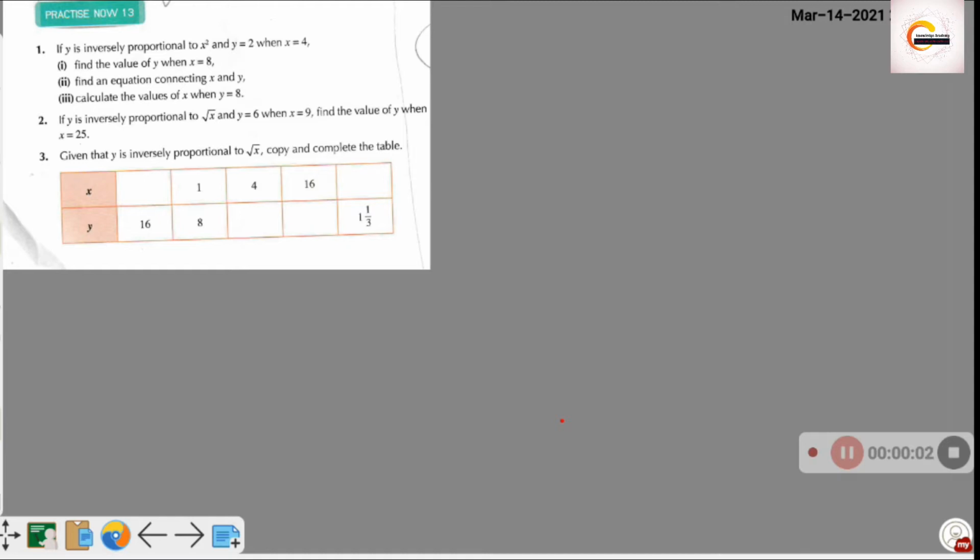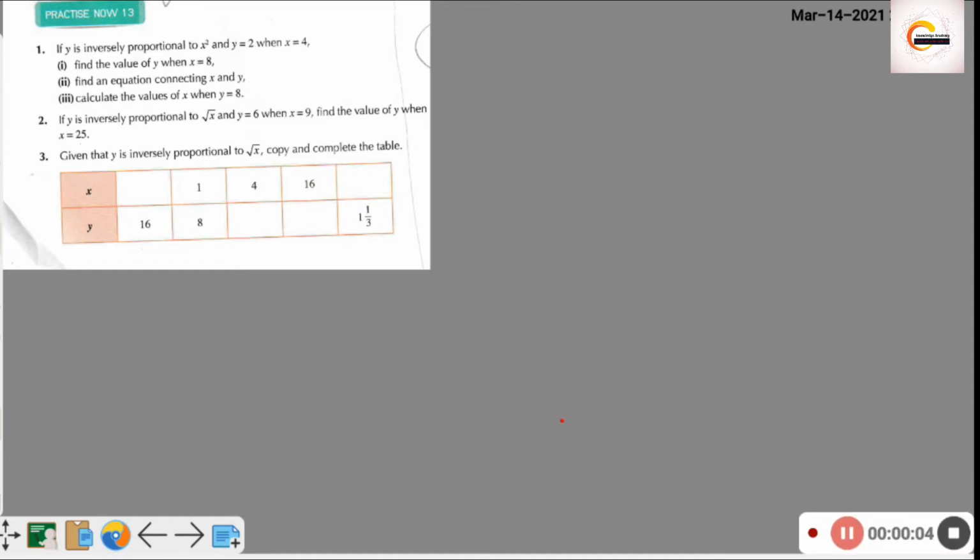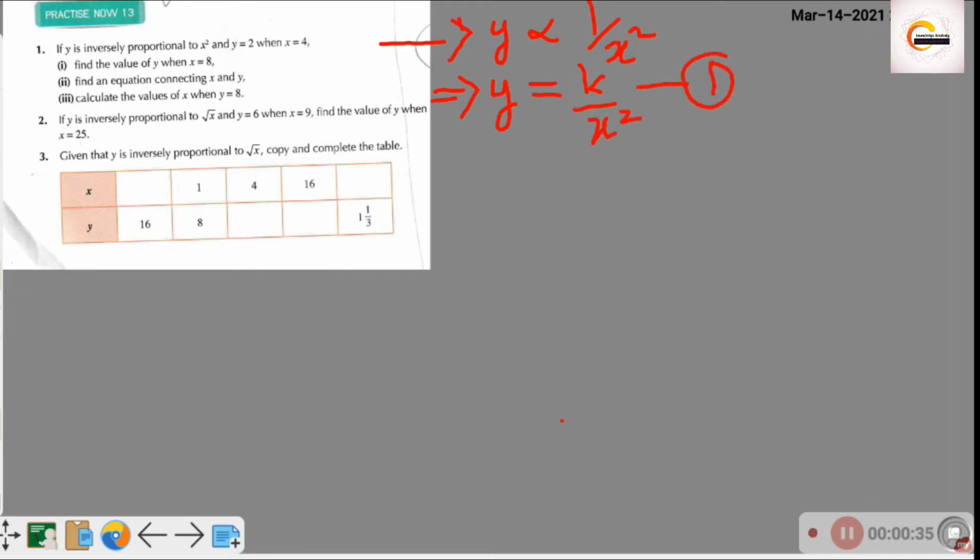Practice now number 13, question number 1. If y is inversely proportional to x square, and y is equal to 2 when x is equal to 4. So first I'm going to write the formula. y is inversely proportional to x square, which means after putting the constant of variation, our formula will become k upon x square. y is equal to k upon x square. Let's call it 1, and this is going to be the formula which we will use in all parts of our questions.